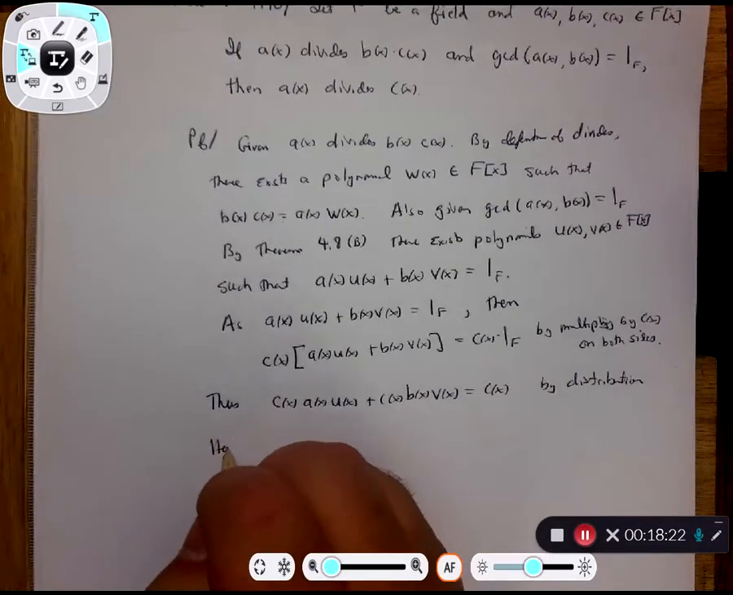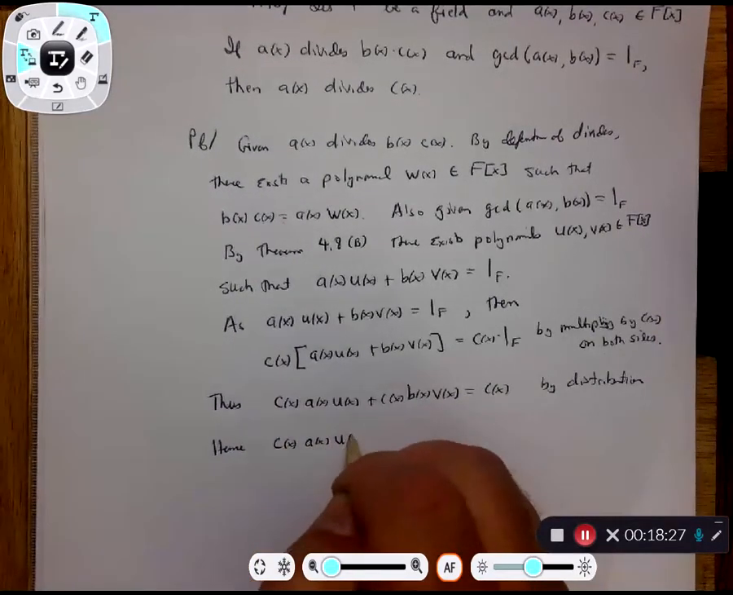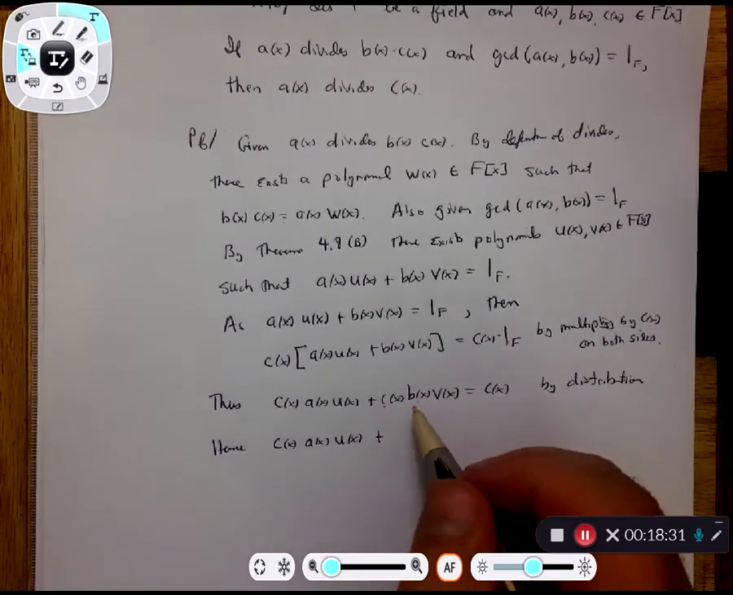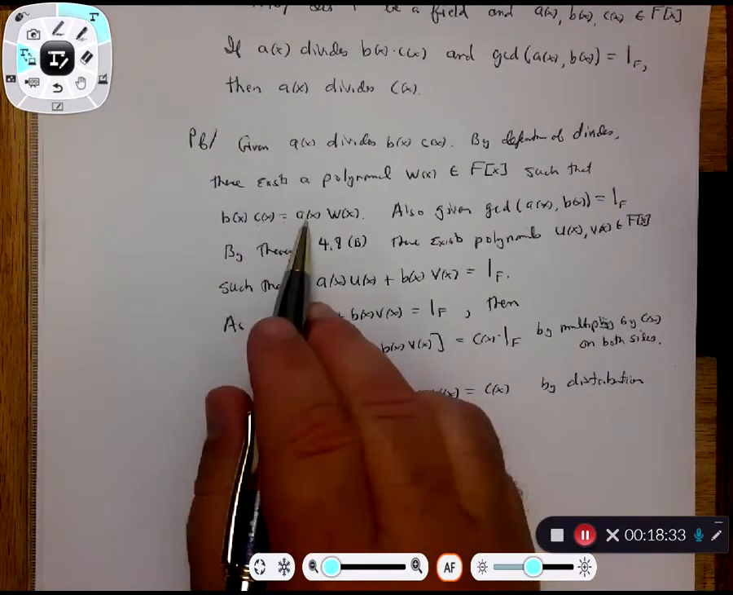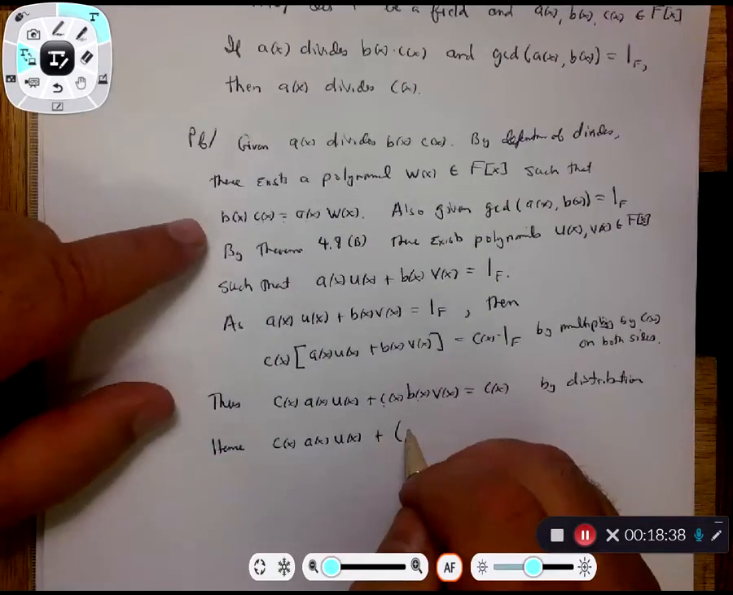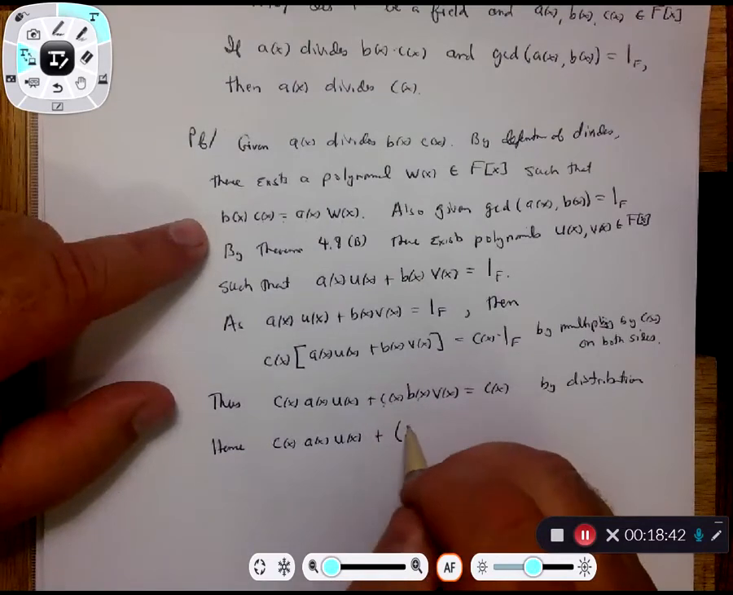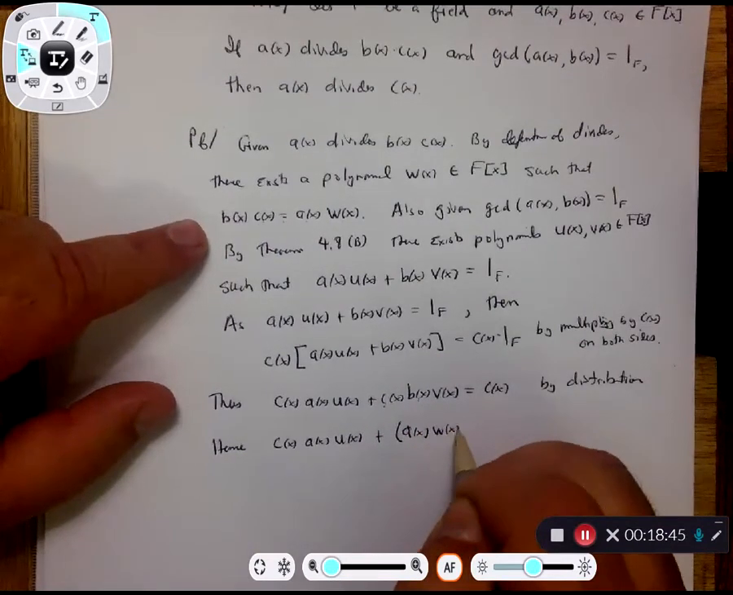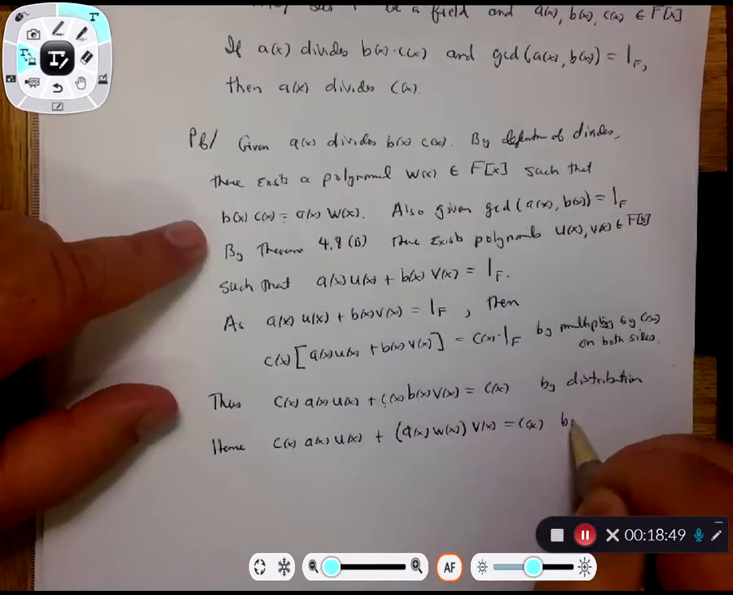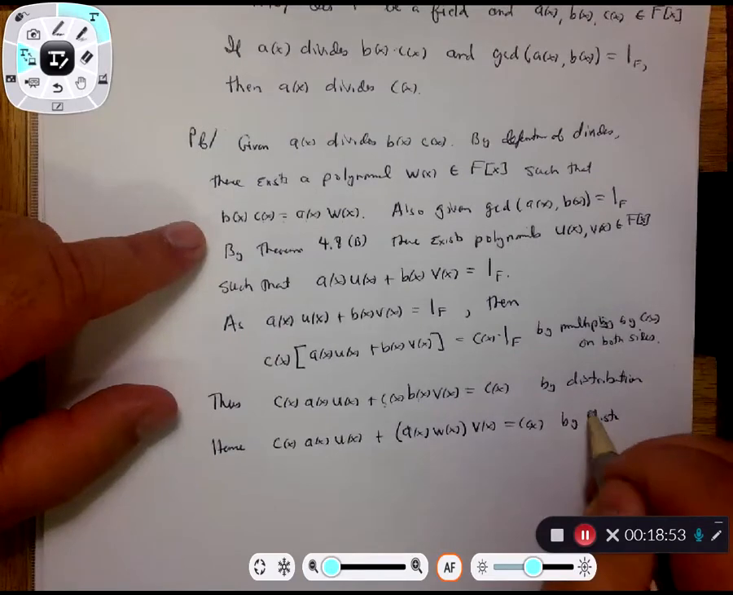Hence, C of x times A of x times u of x plus, I got C of x times b of x. But we know that b of x times C of x is equal to A of x times w of x. So that would be replacing b of x times C of x with A of x times w of x, times v of x equals C of x by substitution, actually. Substitution.